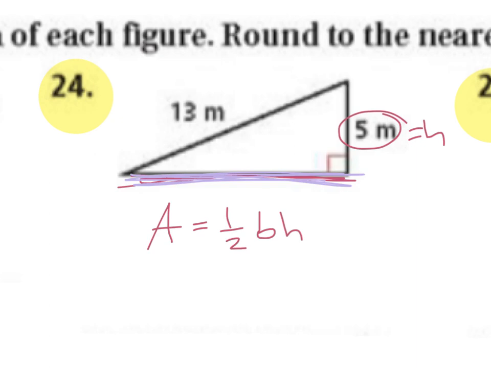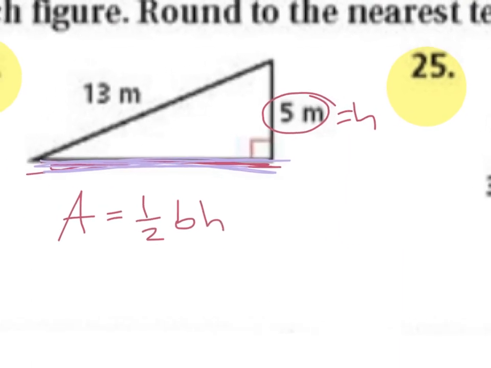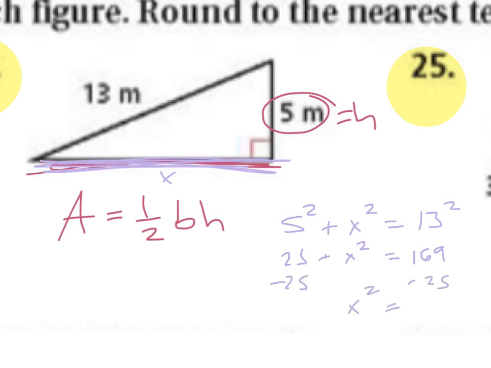Since this is a right triangle, we're able to do Pythagorean theorem here to find the base. So let's do it on the side. We have 5 squared plus x squared, so we're going to call this length x, is equal to 13 squared. 5 squared is 25 plus x squared is equal to 169 minus 25. X squared is equal to 144. We take the square root and we get x is equal to 12.